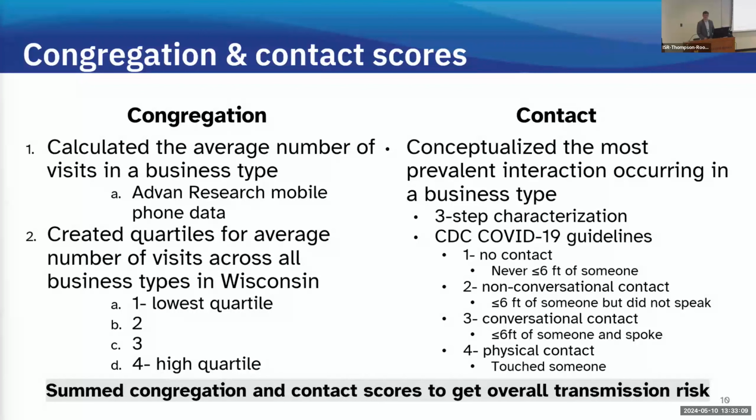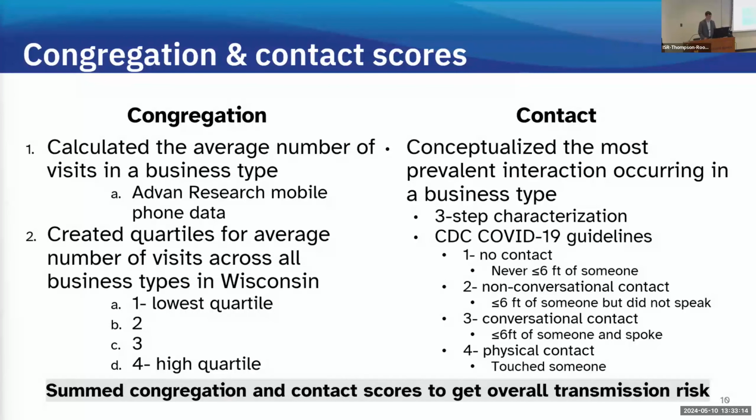For contact, we conceptualized the most prevalent interaction occurring in a given business type using the CDC COVID guidelines. We used 1 to reflect that there was no contact occurring, so you are never within 6 feet of someone. 2 is non-conversational contact, so you're within 6 feet of someone but don't talk. 3 is conversational, where you talk and are within 6 feet of someone, and 4 is physical contact. This was based on a characterization that involved a lot of inter-rater reliability across myself, my colleagues, and my lab group. Then we summed these 2 scores to get an overall transmission risk for a given business type.